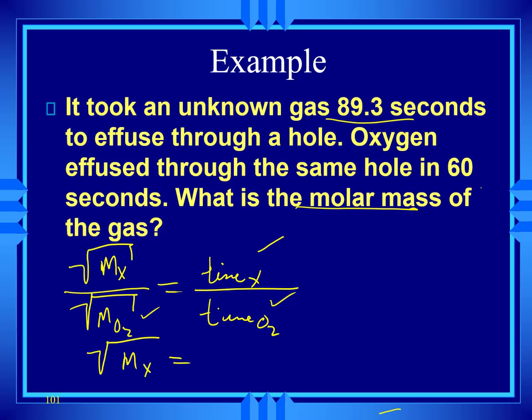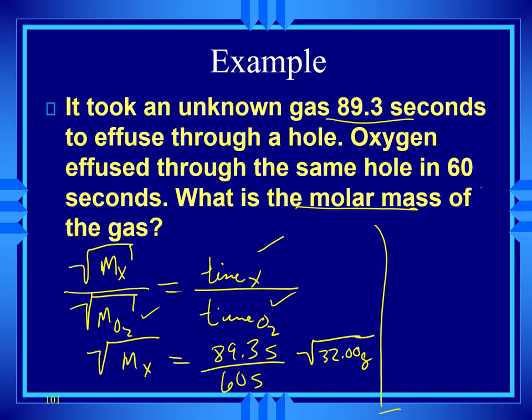the time for the unknown gas was 89.3 seconds. The time for oxygen was 60 seconds. And the molar mass of O2 is 32.00 grams. So that gives me that the square root of the molar mass of X is 89.3 divided by 60 times the square root of 32.